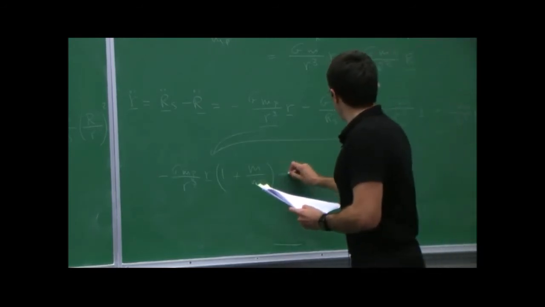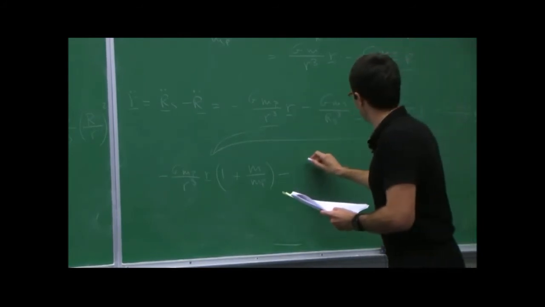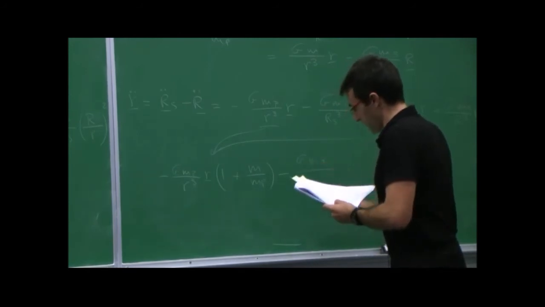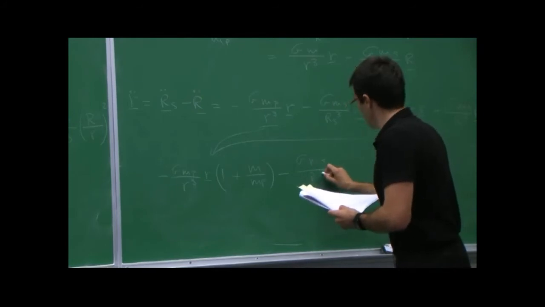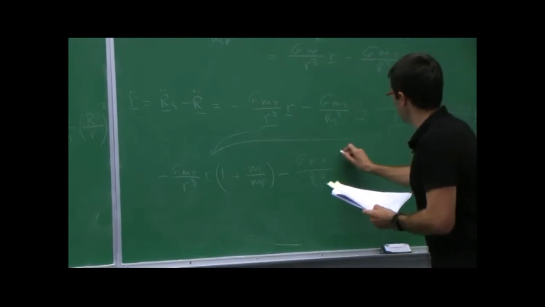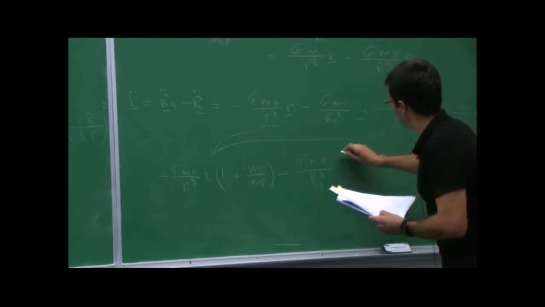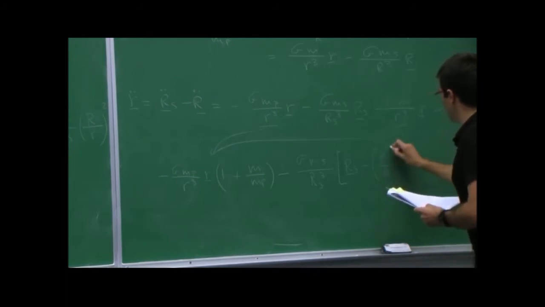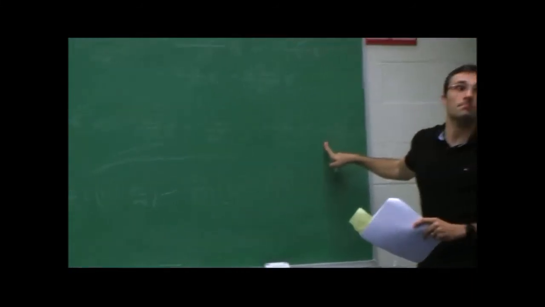And then I have minus, I like these two together because they have GMs. GMs over, let's see what we can do. We can do different things, but let's collect these. Rs cubed that multiplies Rs minus, let's make it a square bracket here, simply Rs over R cubed R, right? These two terms. Make sense?